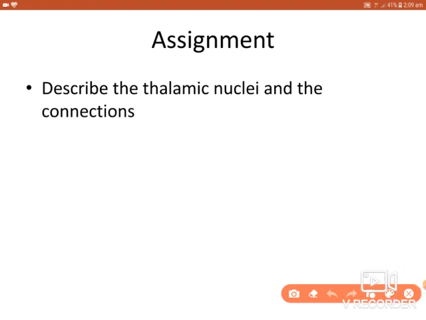Here is the question: describe the thalamic nuclei with their connections.